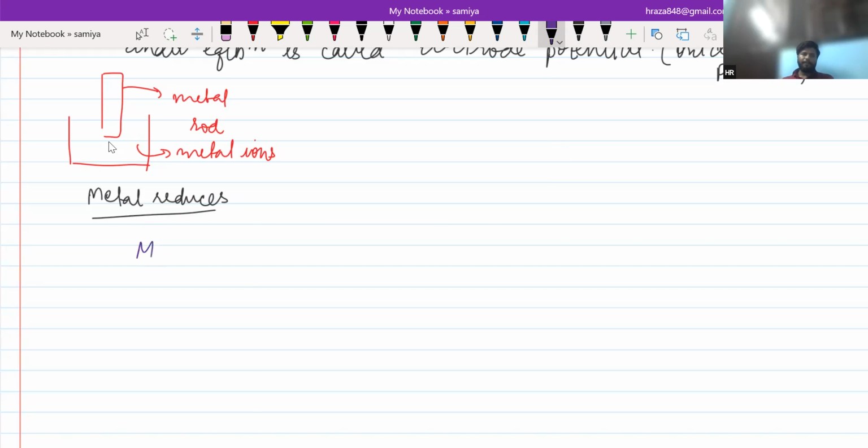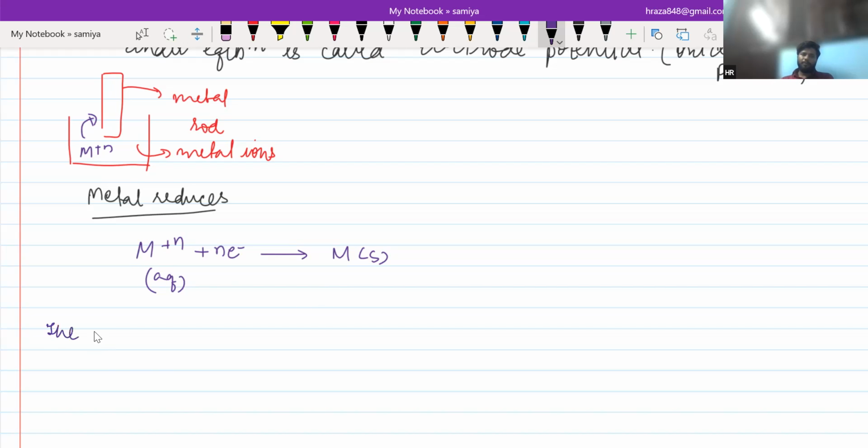So what happens here? This is M plus n and it goes and sticks to the metal rod. So it gains electrons and converts into solid metal. This is in aqueous solution. Whenever the metal is in ions, that means it is in aqueous solution. Whenever the metal is in the form of an element, that means it is in solid state.